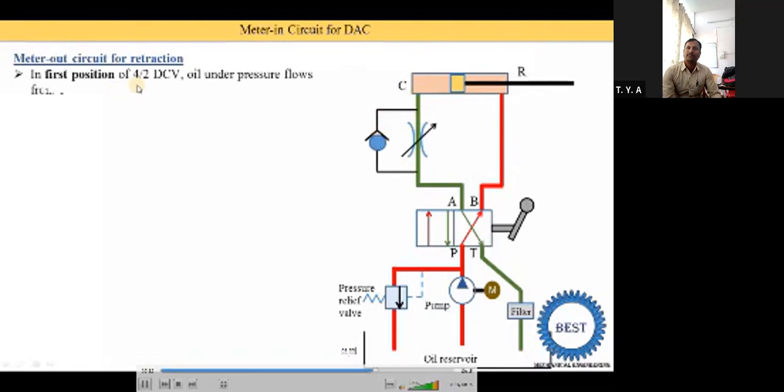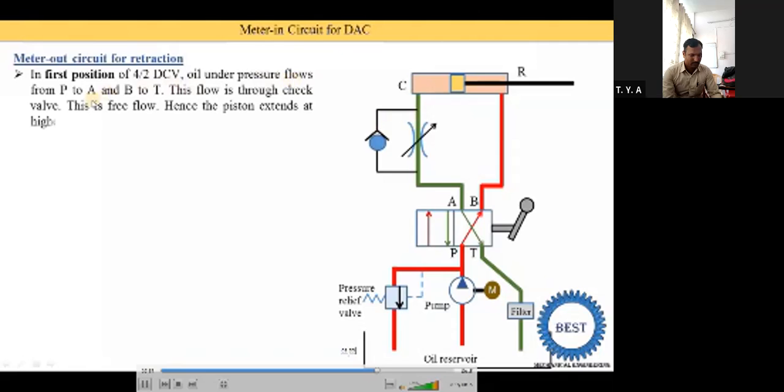In the first position of the 4/2 DCV, oil under pressure flows from P to A and B to T. This image is for the second position, it is not for the first position. So this is the image for the second position, but here we are discussing the first position. First position means this square is connected with these pipelines. In this first position, P port is connected with A, and the B port is connected with the tank port.